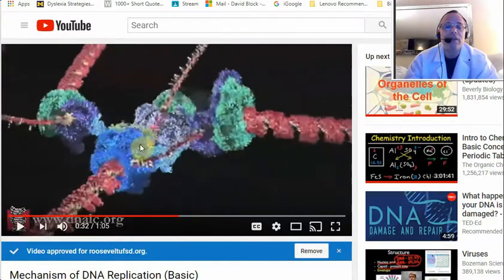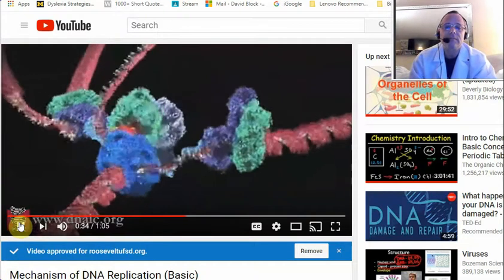So this guy right here, there's the helicase. Here is the parent strand of DNA entering. If you notice over here and over here, that's the DNA as a single strand. It has been unzipped.